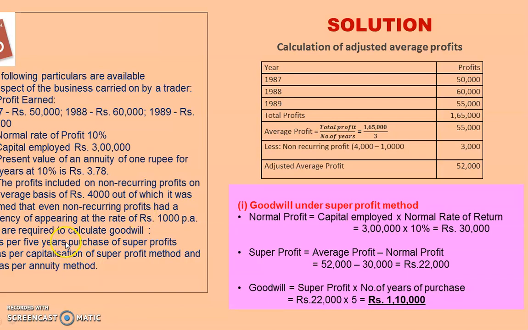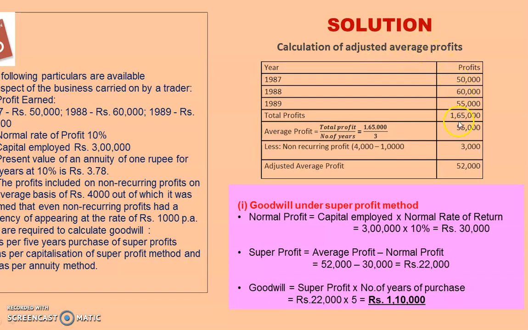So you are asked to calculate the goodwill under 3 different methods. The first method is 5 years purchase of super profit, the second one is using the capitalization of super profit method, and the third is to find goodwill using annuity method. For all these calculations, we need some basic information, that is the adjusted average profit.